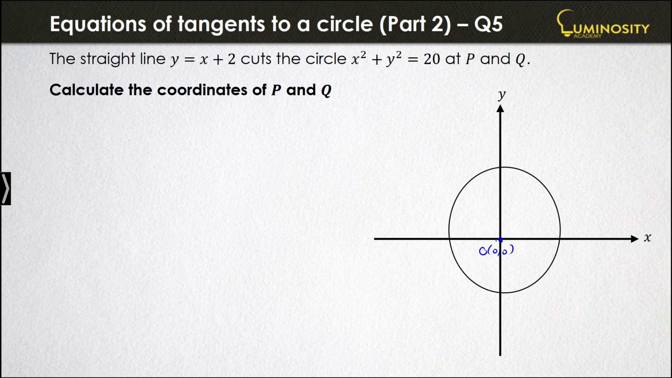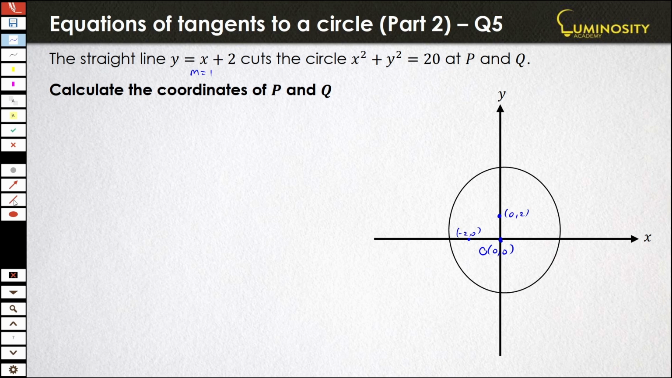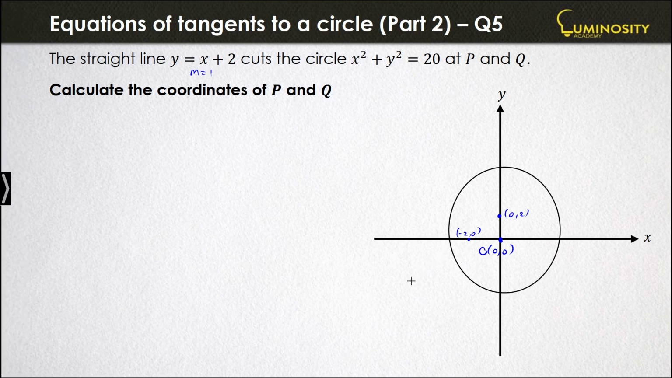And then it'll have y equals x plus 2. So how do I draw that line? It has a positive gradient of 1, and it has a y-intercept at 0, 2. That means at negative 2, 0 is going to be there. So that straight line will cut through something like this.